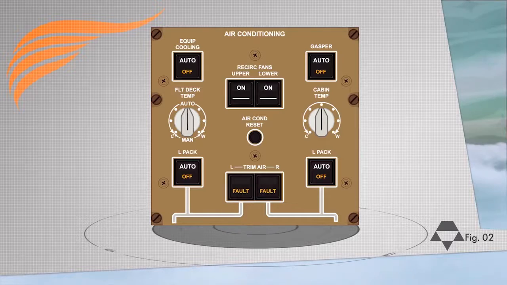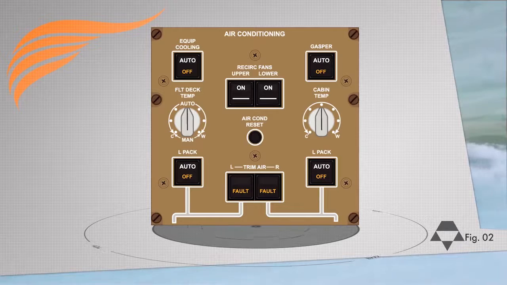Whenever the fault light illuminates, it's a signal of a problem with the trim air valves. This could be triggered by trim air valves failing closed, a zone supply duct overheat, or simply if the related trim switch is selected off.